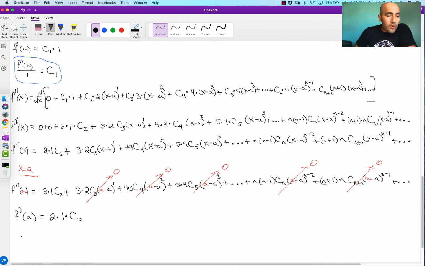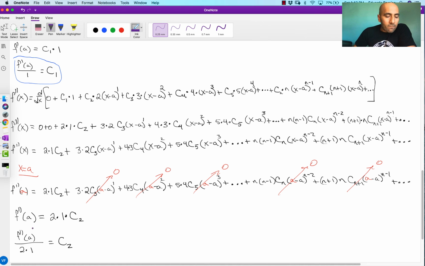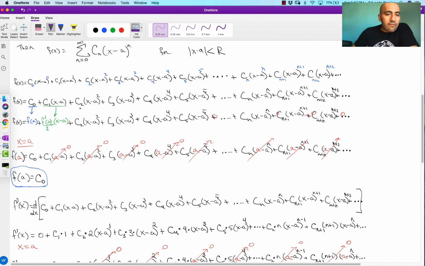And so we'll end up with the second derivative with respect to a divided by 2 times 1 is equal to c sub 2. So we have an equation for c sub 2. Once again, if we go back up to our original expanded power series, we have a value for this now. So we're going to replace this with what I just found.